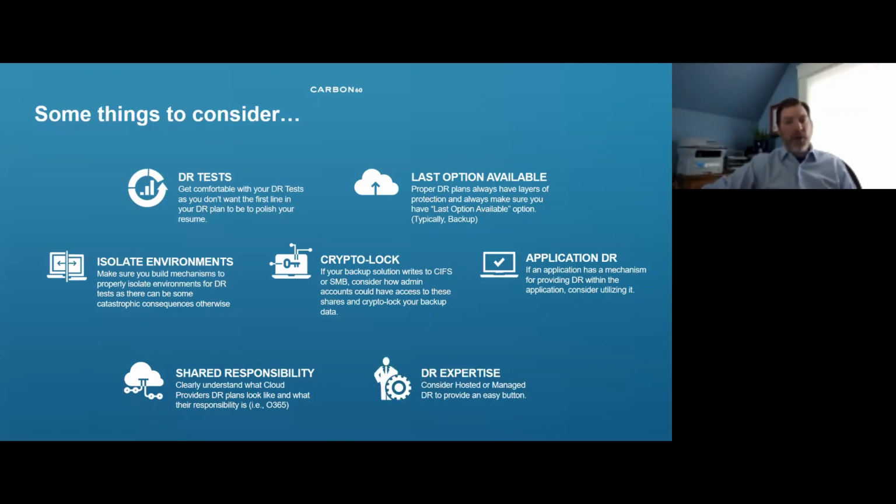And the last one, the shameless self-promotion here, is DR expertise. Consider a hosted or a managed DR provider to help give you an easy button when it comes to disaster recovery. We do this all the time, especially when it comes to DR tests and planning and the stuff that comes with it, such as assessments. Really at the end of the day, because we do it all the time, we have a lot of experience in it as well.